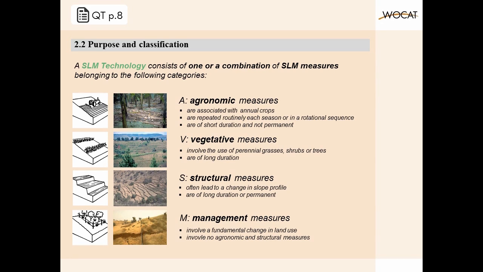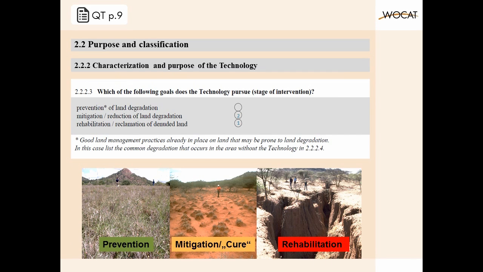area closure, rotational grazing. Some of these measures seek to prevent land degradation, and others mitigate the effects of degradation. A third category of measures is applied on totally degraded areas with the aim of rehabilitating or restoring at least part of the productive capacity of the soil and making the land usable again.